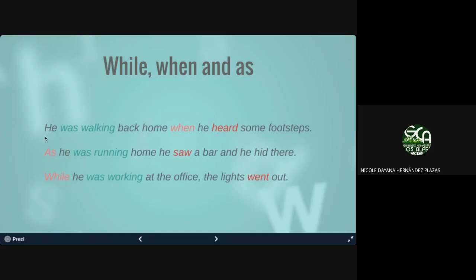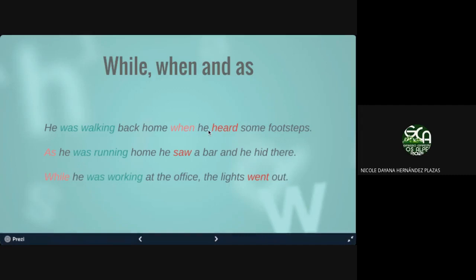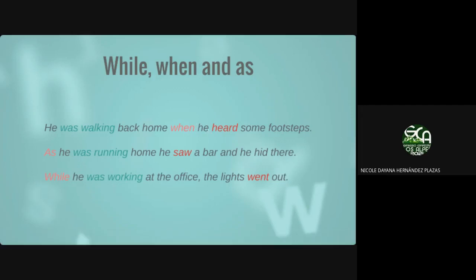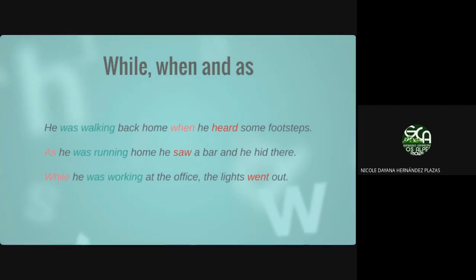The first one. He was walking back home when he heard some footsteps. You are going to use when, my dears, when you want to express that an action interrupts the other one. El when lo van a usar para decir que una acción está interrumpiendo a la otra. ¿Cuándo esto pasó? This when is always going to be before the action that interrupts.